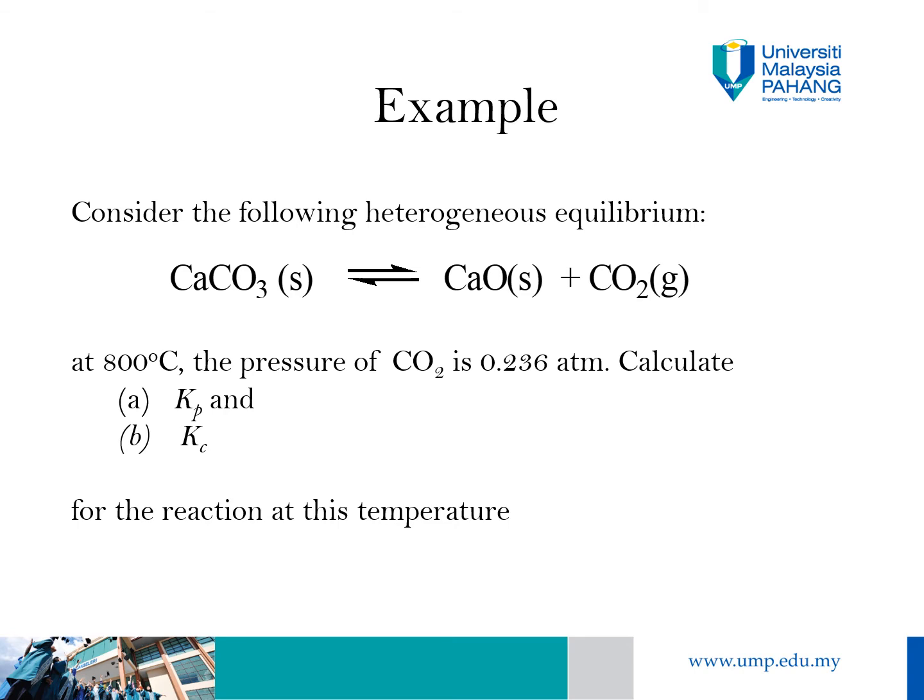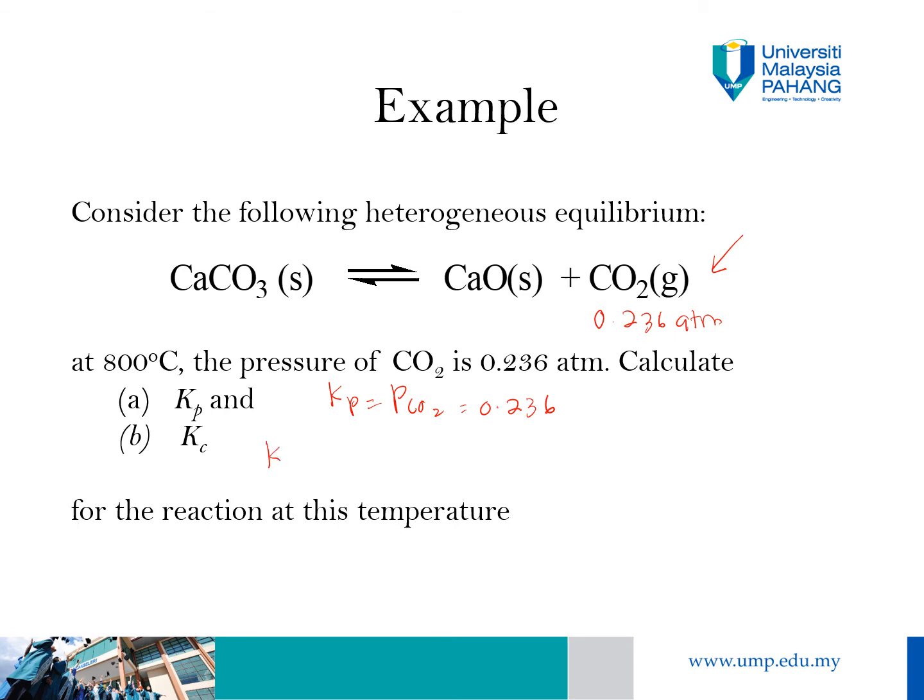Okay, consider the following heterogeneous equilibrium at 800 degrees Celsius, where the pressure of carbon dioxide is equal to 0.236 atm. So calculate the Kp and Kc. Since from this equation only CO2 is in gas phase, Kp is equal to PCO2, which is equal to 0.236 atm. So from that we want to calculate the Kc.